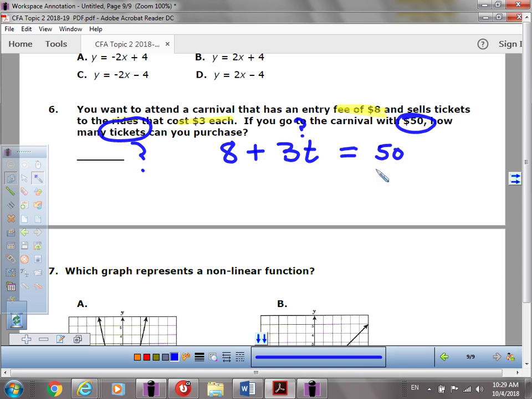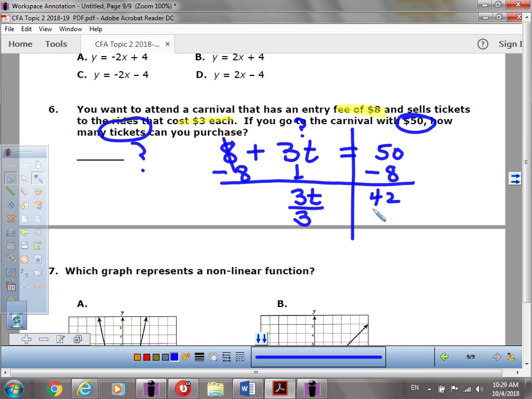See, now you've made an equation. Now you can put your skills here that I taught you on the first test. You solve for the T. Let's see how many tickets you can buy. 50 minus the entry fee is 42, and then you split it between the $3 that each ticket is, and you would have gotten 14. You could buy 14 tickets.